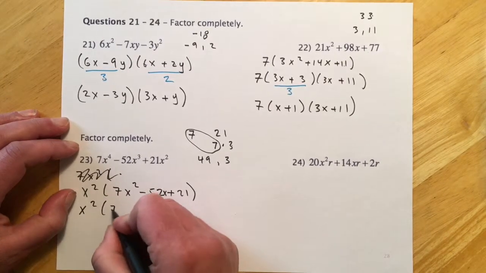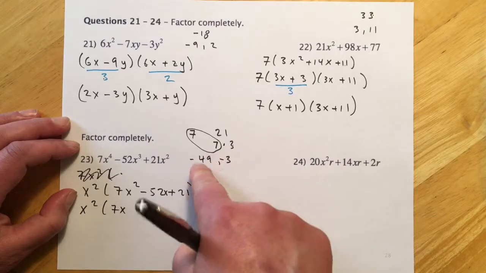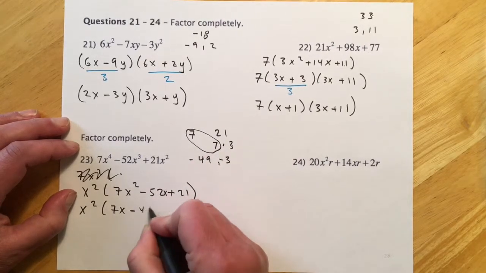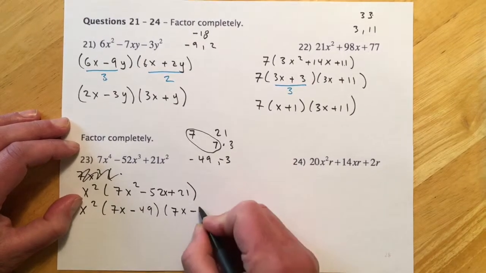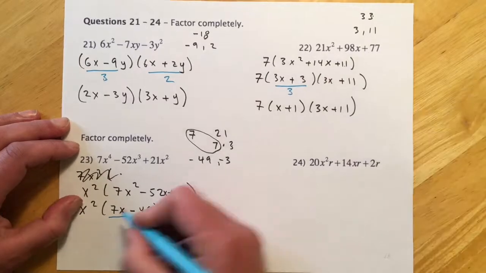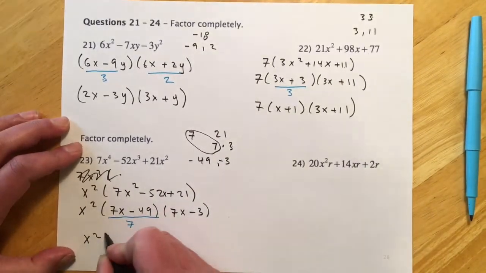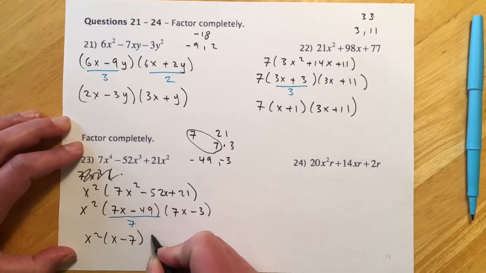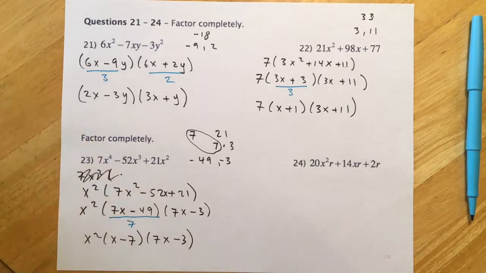So x squared, I'm going to have a 7x. They're both negatives because they multiply to a positive and add to a negative. So minus 49 and then 7x minus 3. And then right here I can get the 7 out of there. That's going to give me x minus 7 and then 7x minus 3.